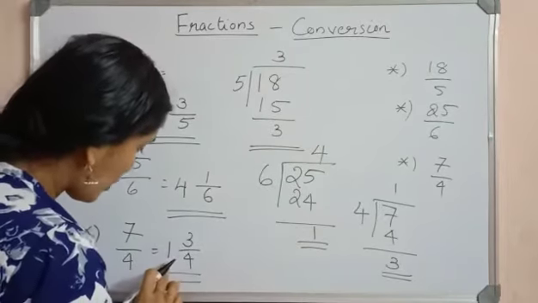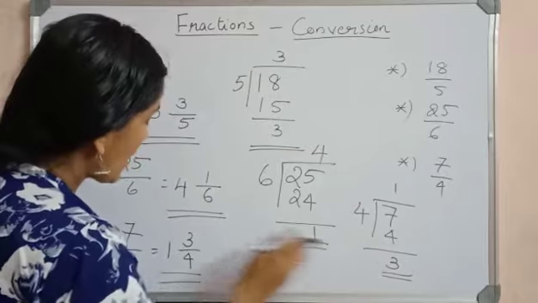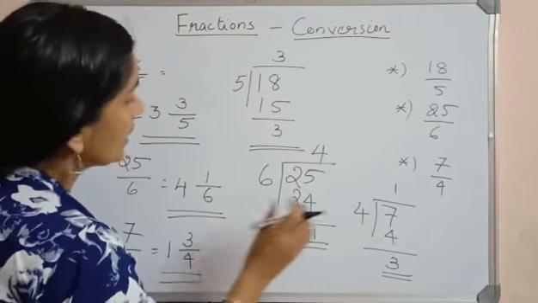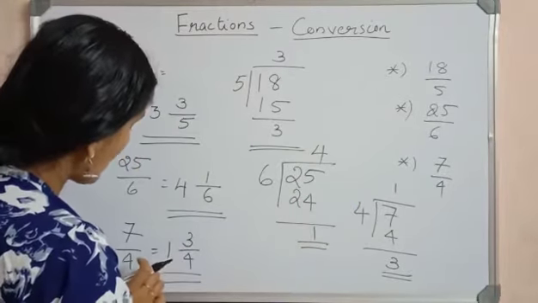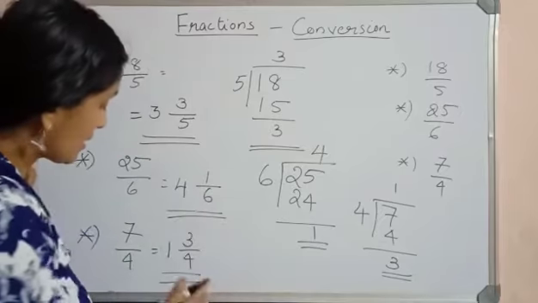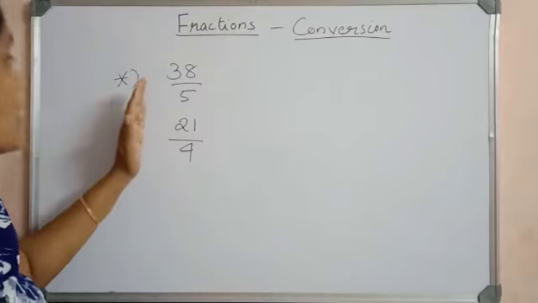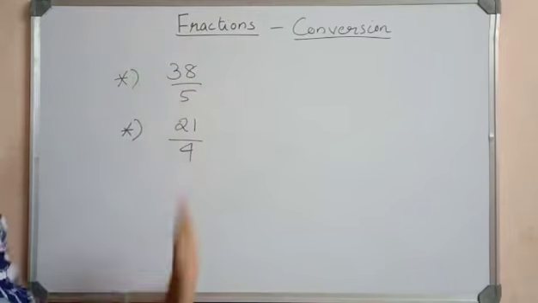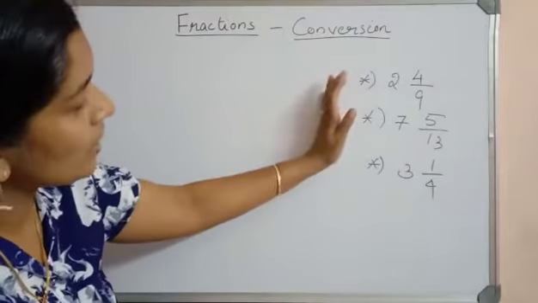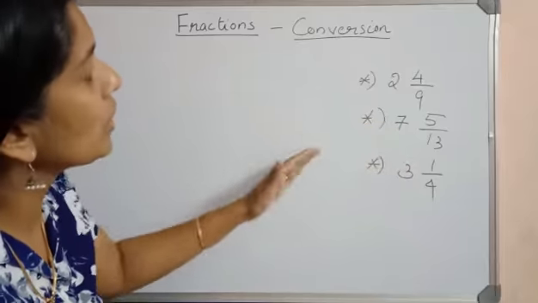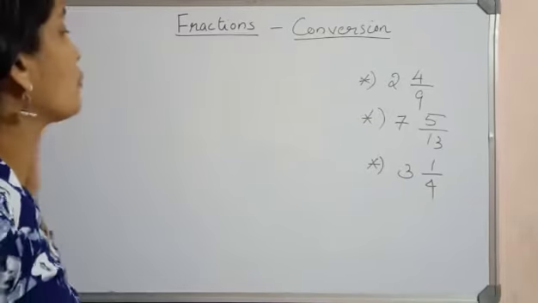Write the quotient first. Then the remainder is written over the divisor. The divisor means the denominator. This is how the conversion can be done. Now you solve these questions and convert this into mixed fractions. Now let's convert these mixed fractions into improper fractions. Let's see how to do it.